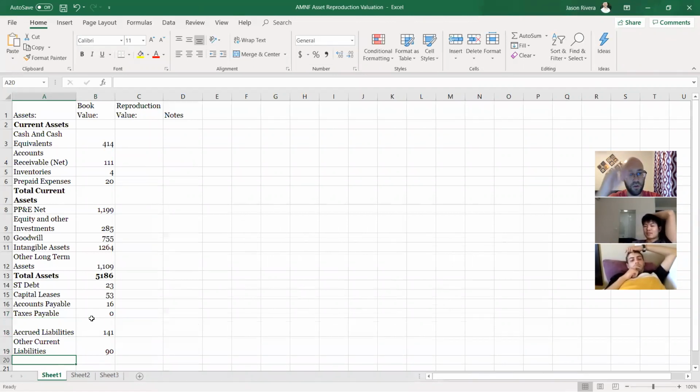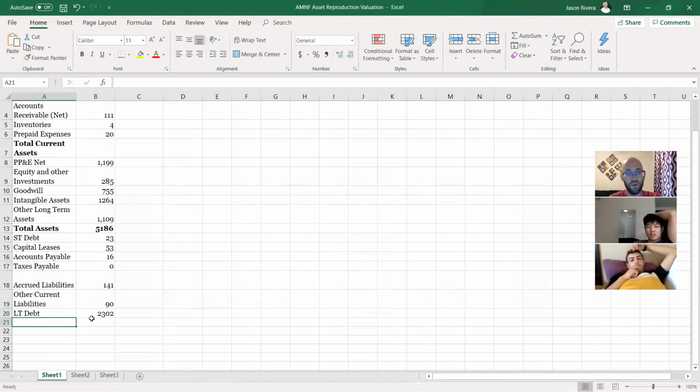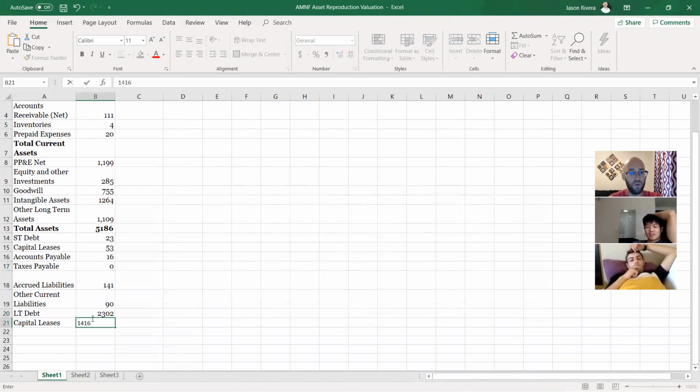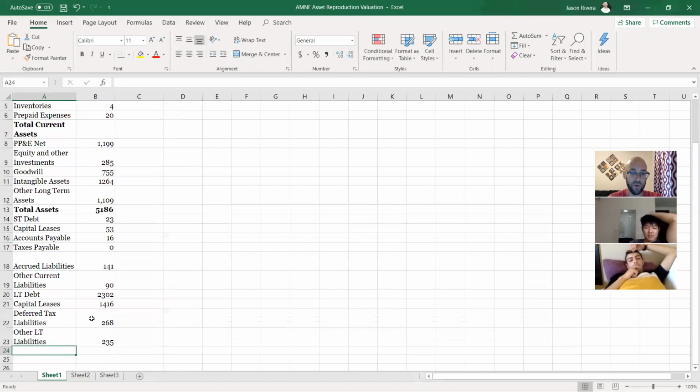Just skip the total current liability. Go to the long-term liabilities, please. Okay. Long-term debt, 2302. Then capital leases, 1416. Then deferred tax liability, 268. Other long-term liability is 235. And total liability is 4545.